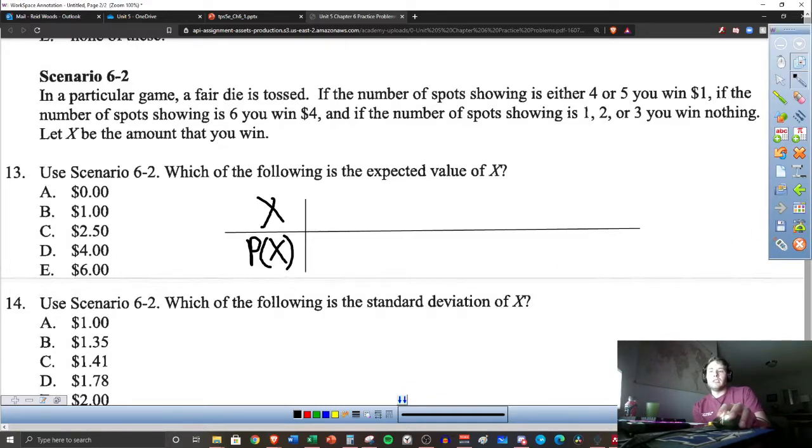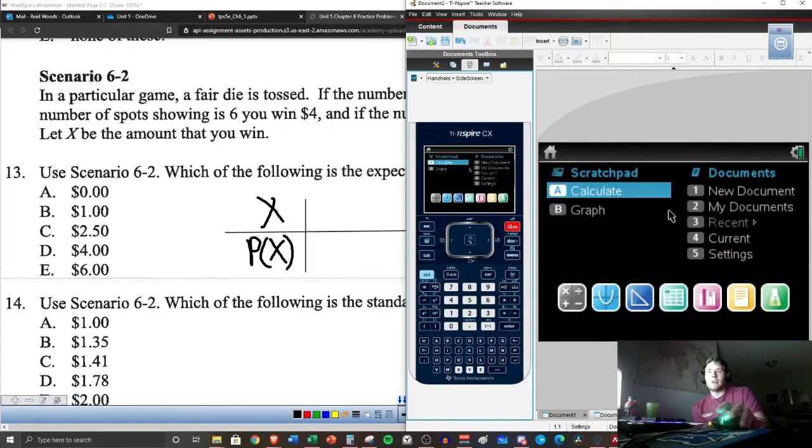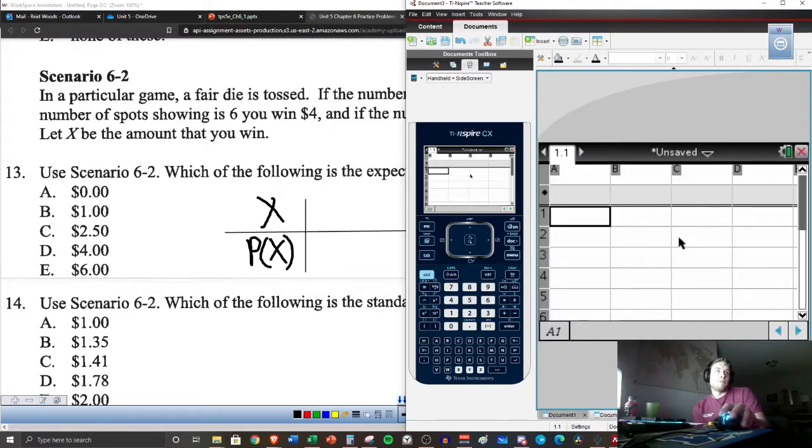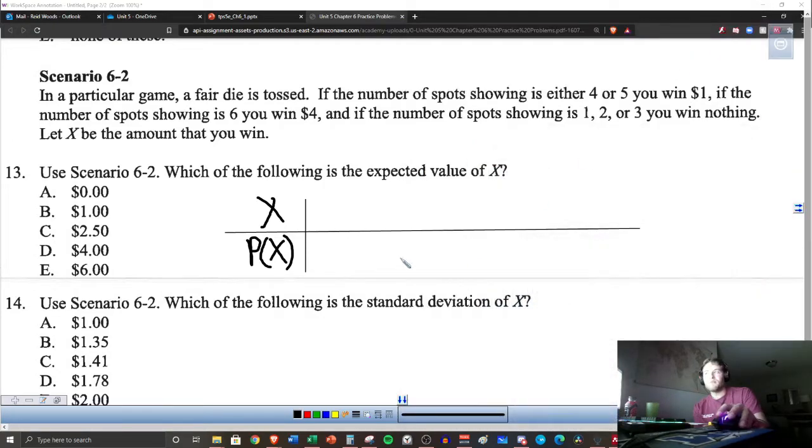And by the way, you will need your Inspire, so if you don't already have it up, go ahead and grab that right now. So go ahead and have that ready. I'm going to go ahead and have a blank spreadsheet prepared here. We are going to need that to help us with one of these problems.